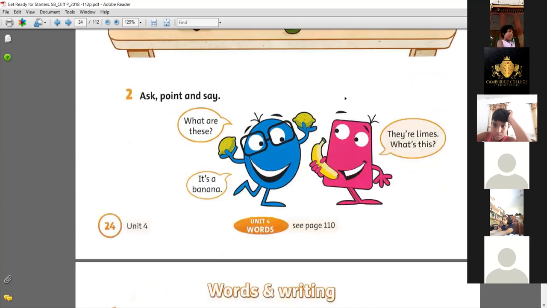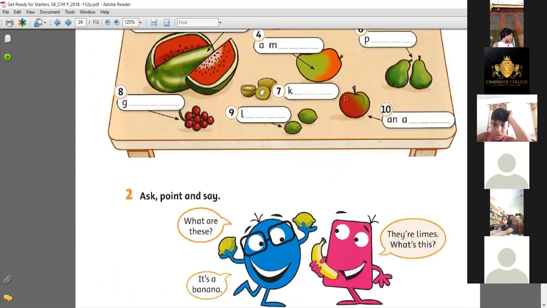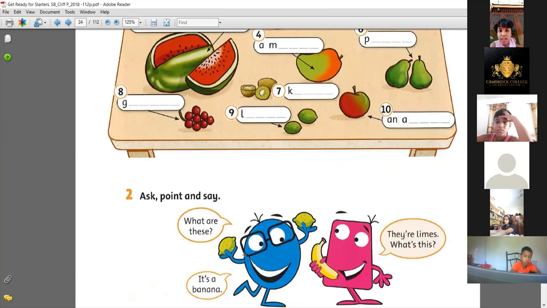What are these? They are limes. What are these? You can see there's an alien. He's holding limes and asking, what are these? So they are limes. So the answer is, they are limes.